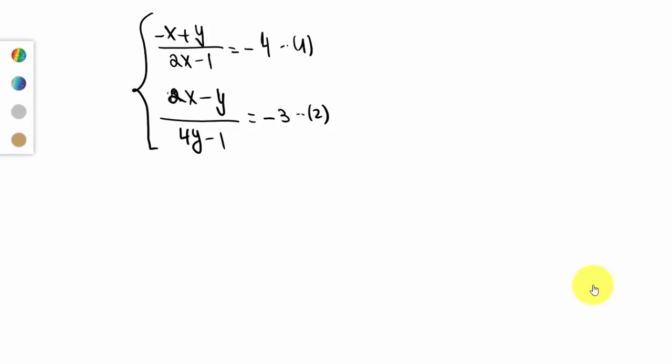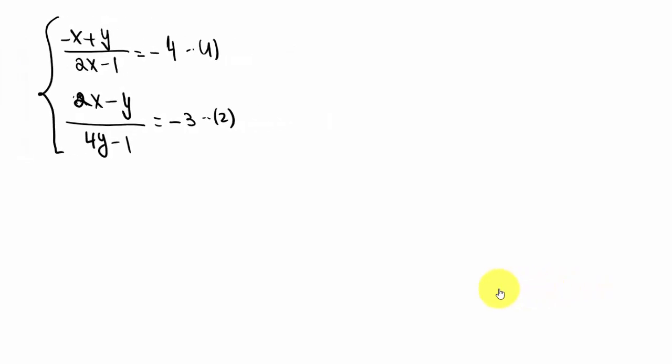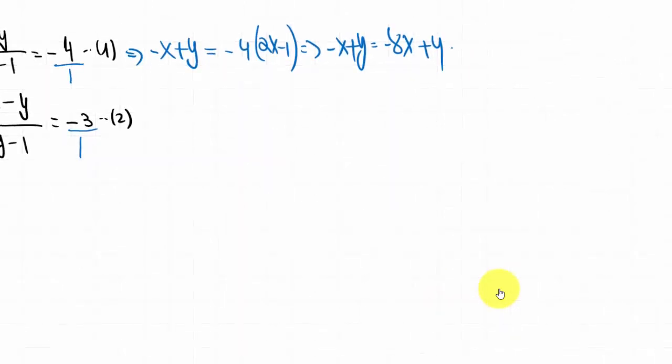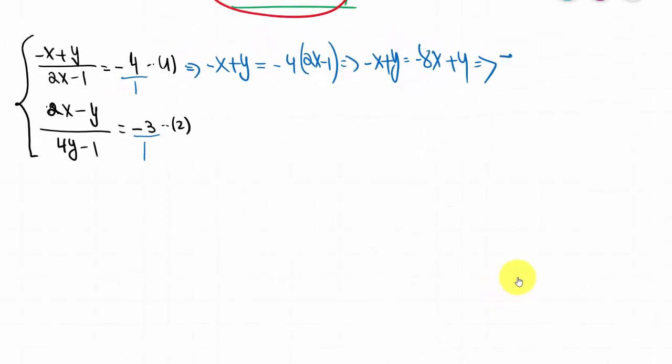Again, what we have to do is transform this system to a system of linear equations, and use one of the methods that we have studied in order to solve that system. Okay, the denominator here is 1, as well as here, therefore we have minus x plus y times 1, which is minus x plus y itself, equal to minus 4 times 2x minus 1. From here we have minus x plus y is equal to minus 8x plus 4. From here, 8x to the other side becomes 7x plus y is equal to plus 4.